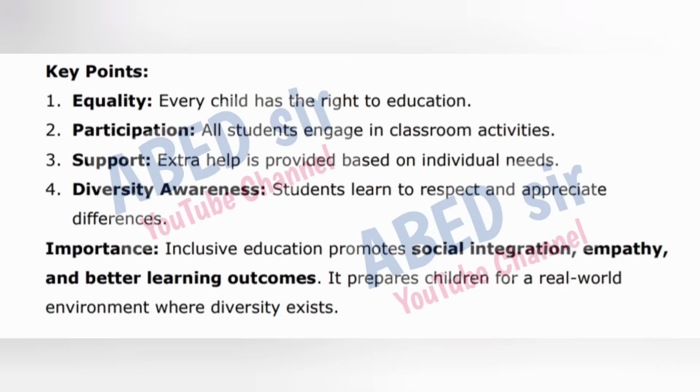Key points: 1. Equality. Every child has the right to education. 2. Participation. All students engage in classroom activities. 3. Support. Extra help is provided based on individual needs. 4. Diversity awareness. Students learn to respect and appreciate differences. Importance: inclusive education promotes social integration, empathy, and better learning outcomes. It prepares children for a real-world environment where diversity exists.